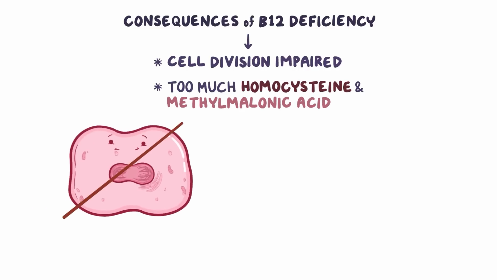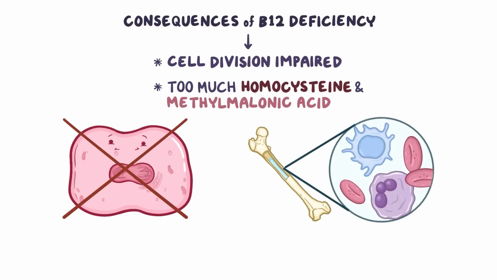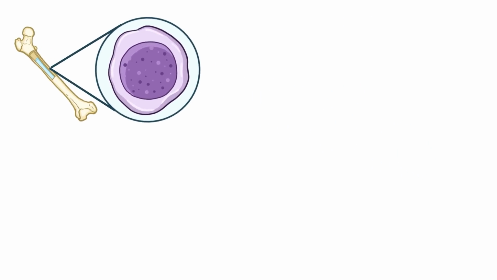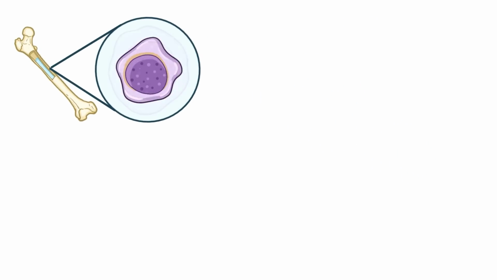When cell division grinds to a halt, rapidly dividing cells in the bone marrow are affected, like red and white blood cells, as well as platelet precursors. Inside the bone marrow, red blood cell precursors are normally big and plump, and they undergo a series of cell divisions which results in smaller, mature red blood cells.